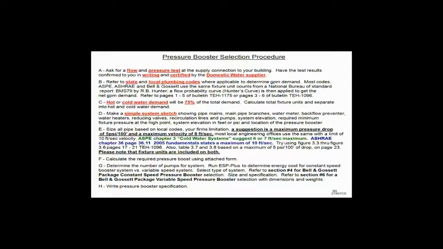Item D, the simple system sketch. What are you trying to do? Where is the critical fixture? How much water pressure do you need at that critical fixture?